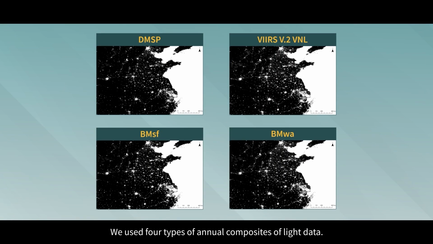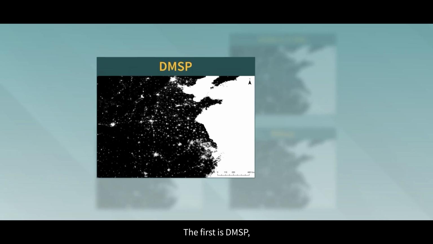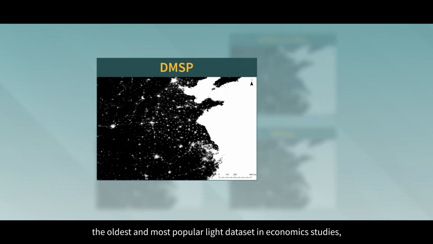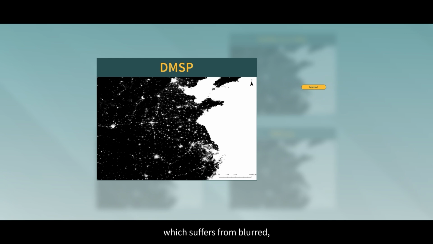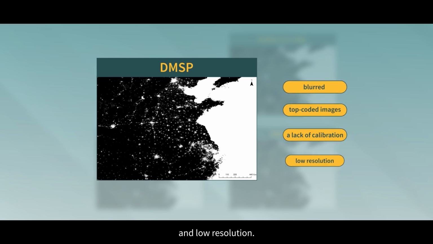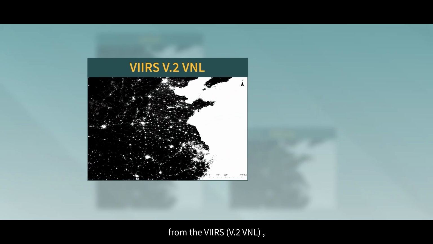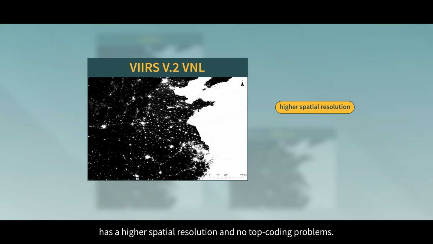We used 4 types of annual composites of light data. The first is DMSP, the oldest and most popular light dataset in economic studies, which suffers from blurred, top-coded images, a lack of calibration, and low resolution. The second dataset from the VIIRS has a higher spatial resolution and no top-coding problems.